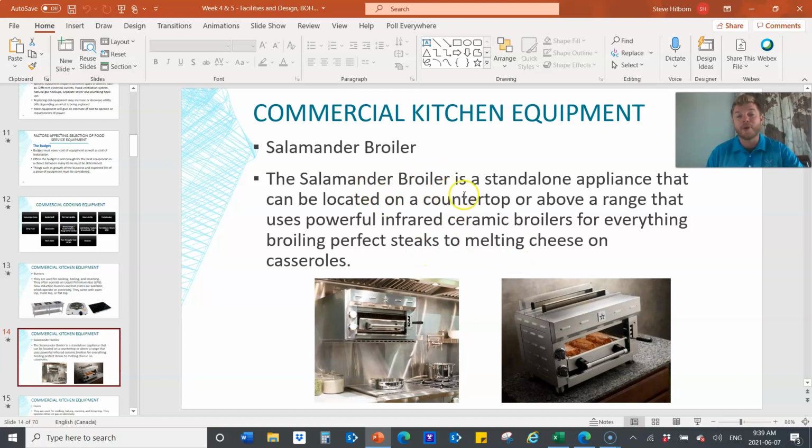So this salamander broiler is a standalone appliance, and it's usually meant for that last step, like melting cheese on casseroles or over pastas. It could be for toasting garlic bread, doing that kind of last high heat. It's the high broiler equivalent on your stove.